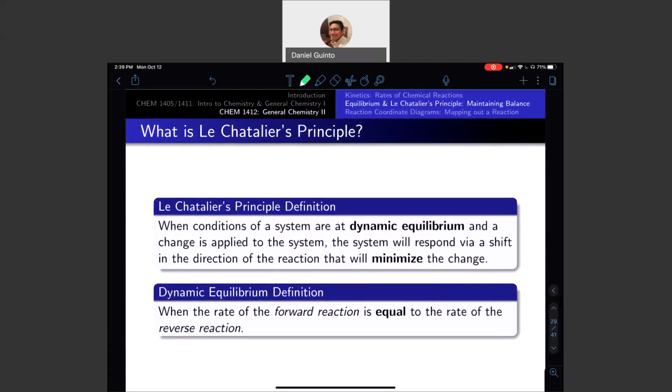So the principle that people tend to forget is Le Chatelier's principle. And Le Chatelier's principle is defined as: when a system is at dynamic equilibrium and a change is applied to said system, the system will respond via a shift in the direction of the reaction that will minimize the change. So think of it as, let's say you accidentally set the food you're microwaving on fire.